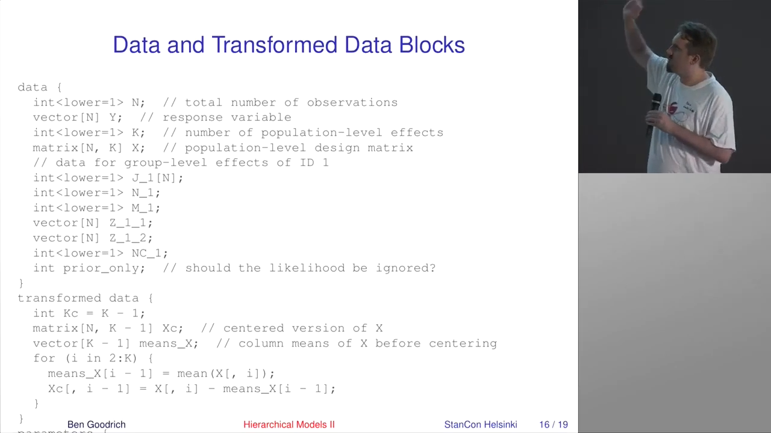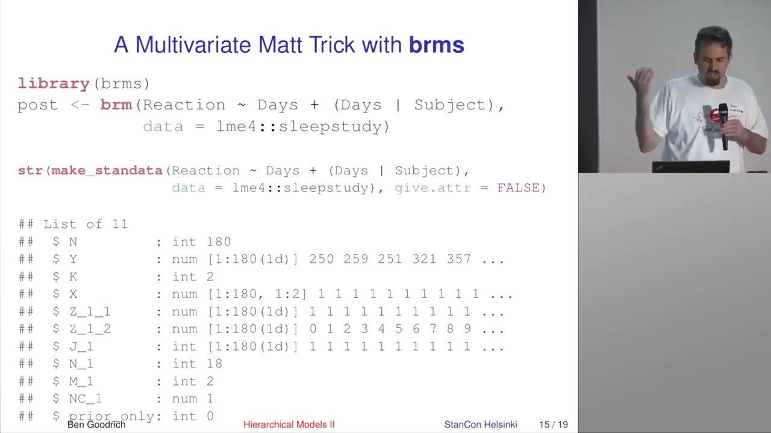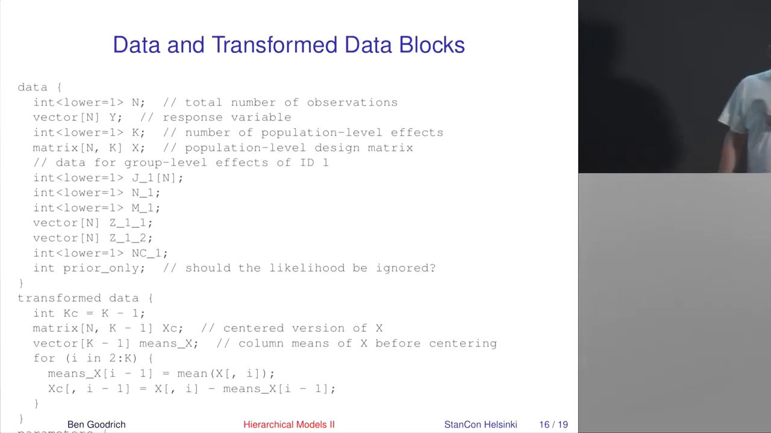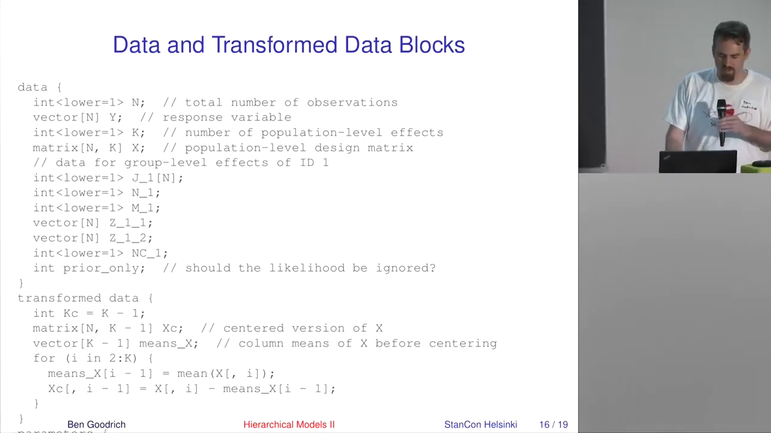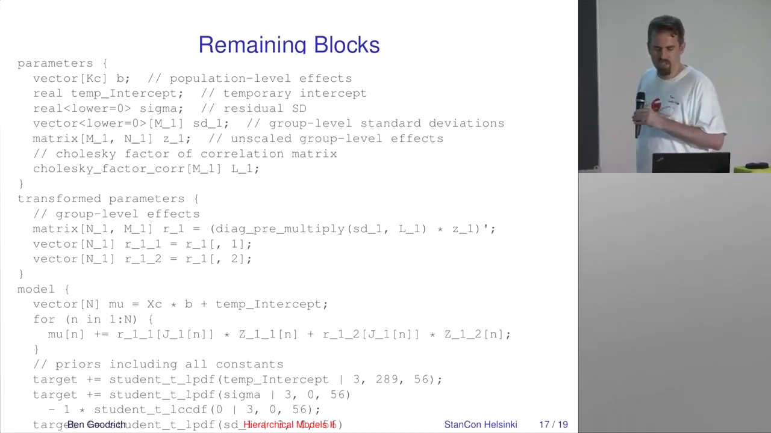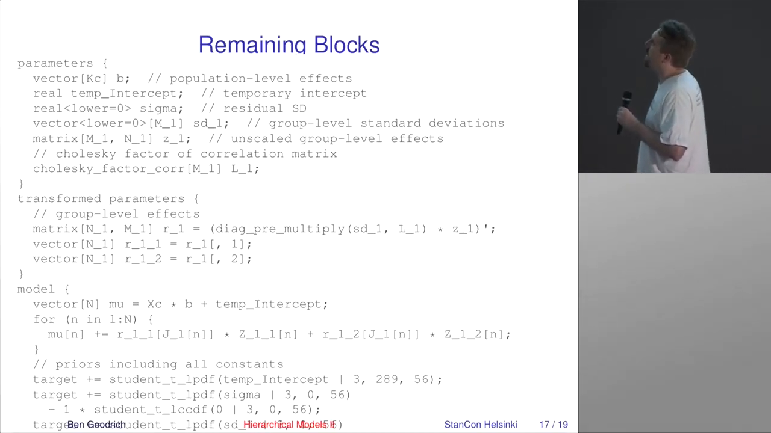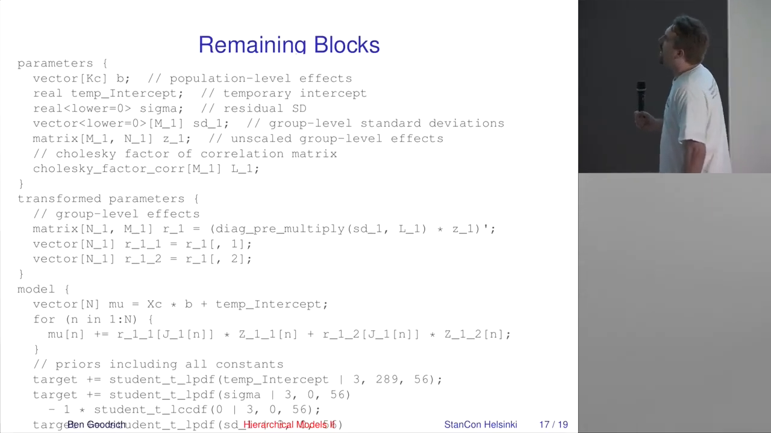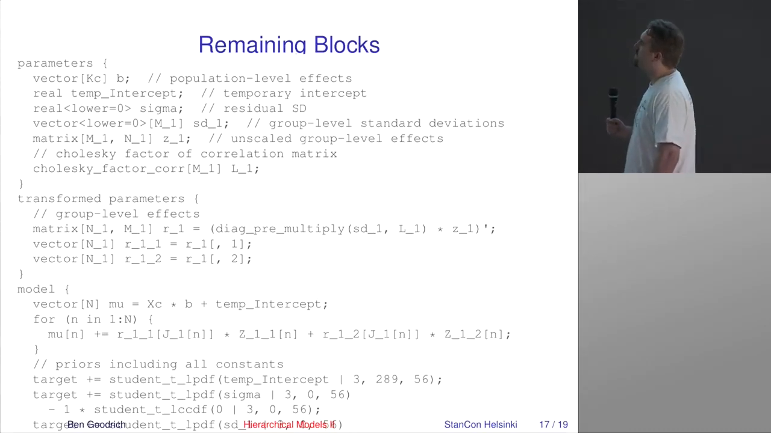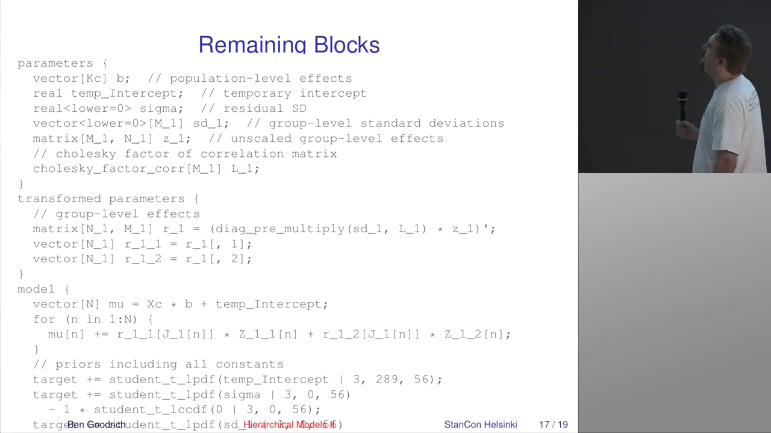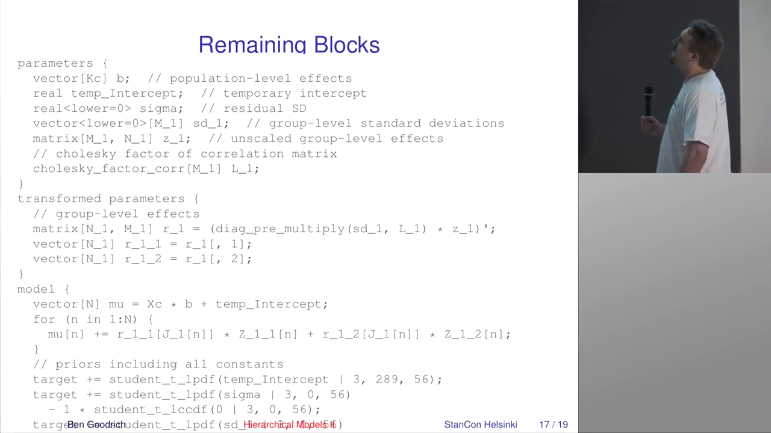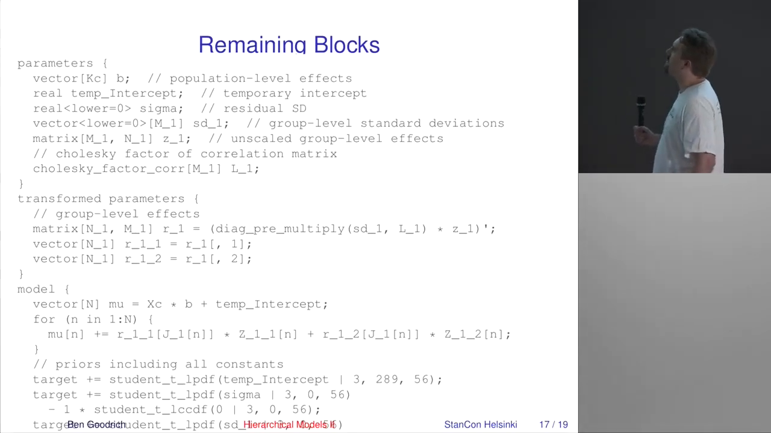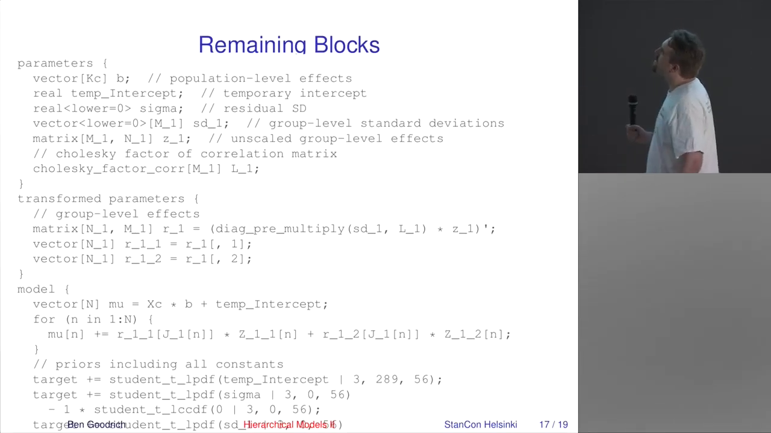So we've got a data block which corresponds to the R representation of the list of data. In the transformed data block, again, Paul is centering the columns of the X matrix, pulling out the intercept, introducing a temporary intercept here, and then reversing that in the generated quantities. So in the parameters block, we again have the coefficients on the common predictors, which in this case there's only one, the number of days without sleep. The temporary intercept, and sigma, which is the standard deviation of the errors in the reaction time measurements.